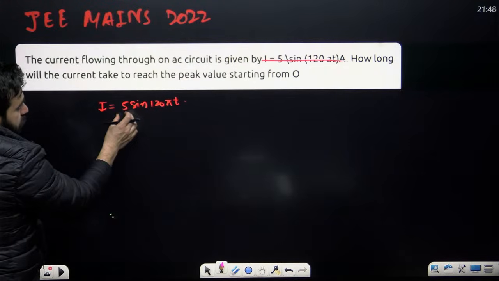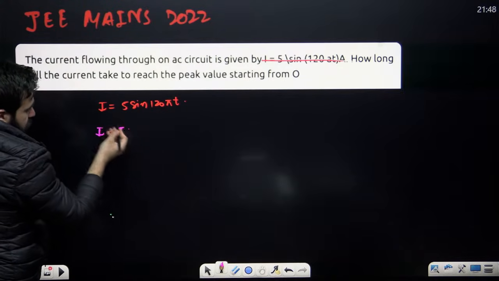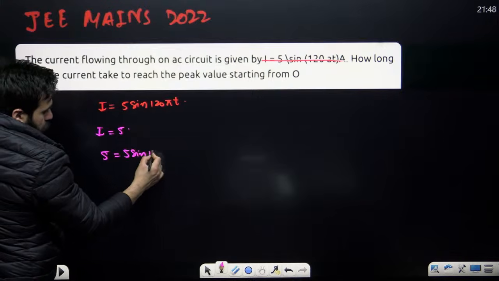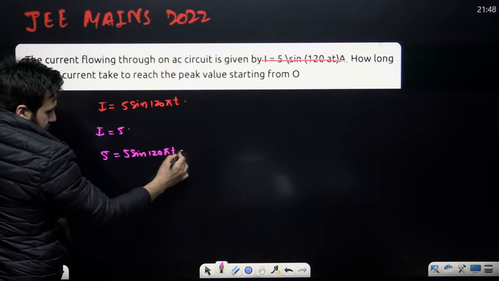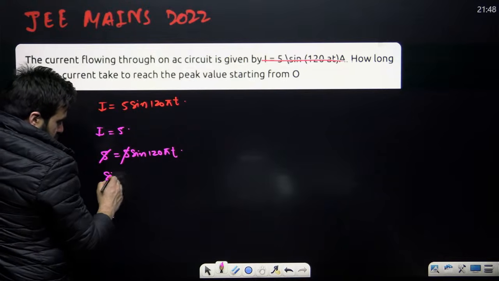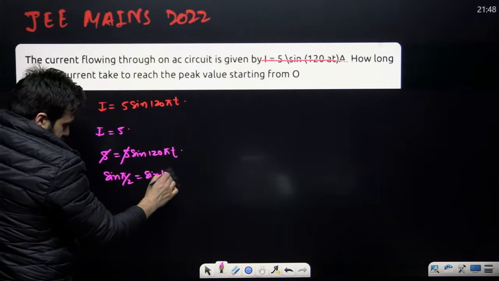What is the peak value over here? 5. So put 5 over here. I is equal to 5. Put 5 over here. 5 is equal to 5 sine of 120 pi t. 5 will cancel. It is 1 over here. So sine 1 means sine pi by 2 is equal to sine of 120 pi t.